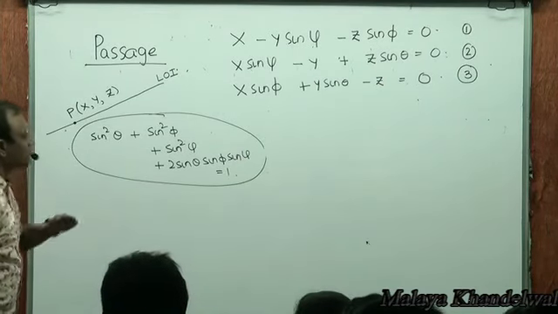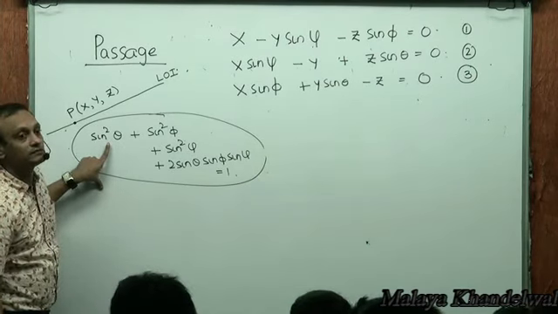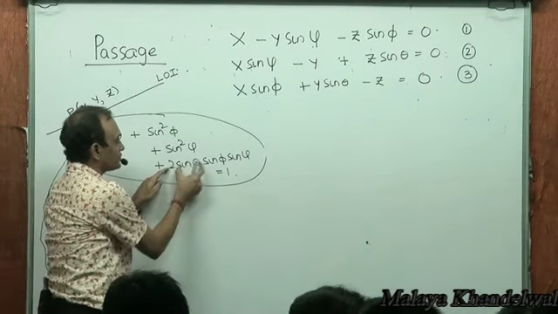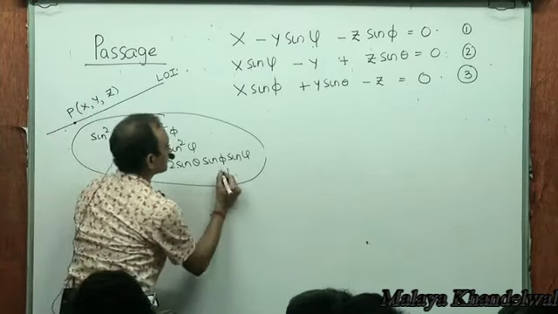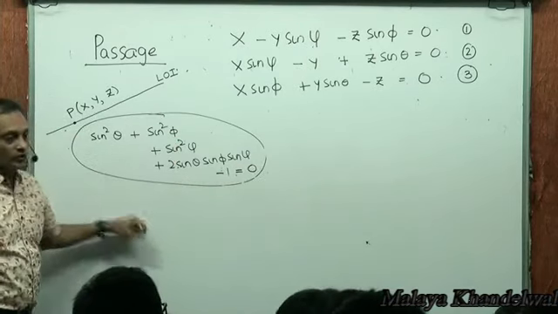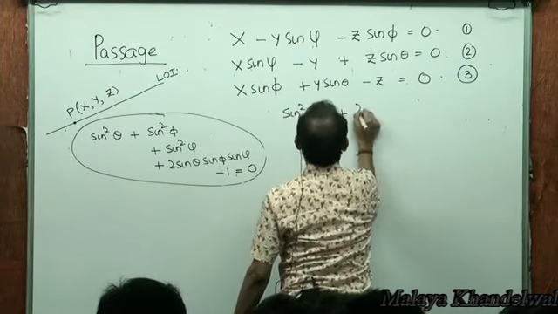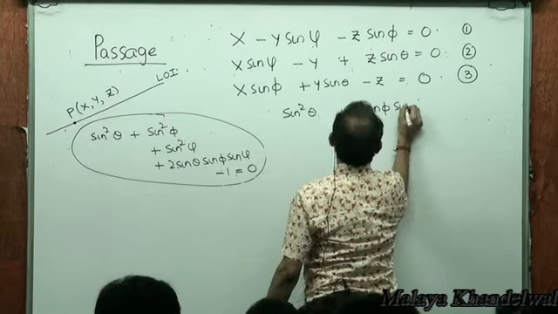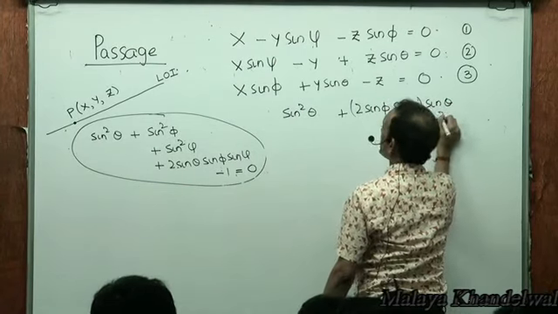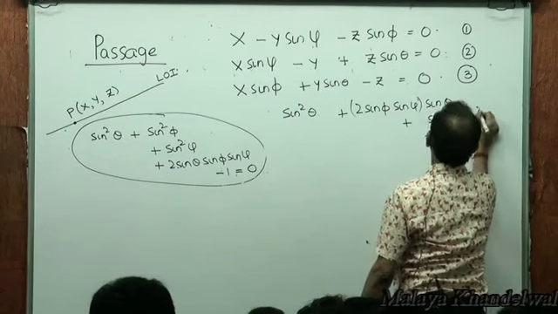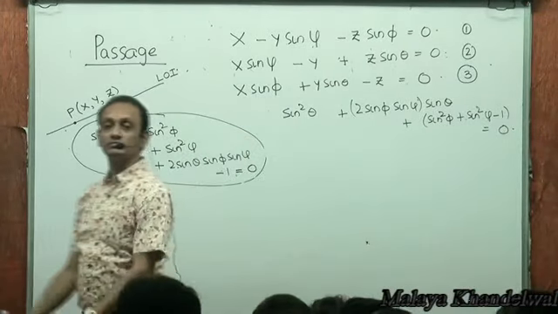Okay, one thing, prima facie, do you see that I could have written this as a quadratic in sine theta? Sine square theta, then coefficient of sine theta, 2 sine phi sine xi, and then sine square phi plus sine square xi minus 1 is the constant term equal to 0. Yes or no? Can I write this as a quadratic in sine theta? Do you realize it's a quadratic in sine theta? Yes or no?